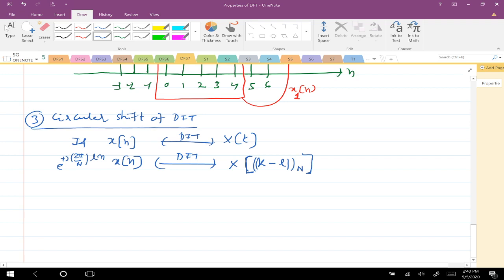This proof is very straightforward. We have done enough things. I leave it to you.